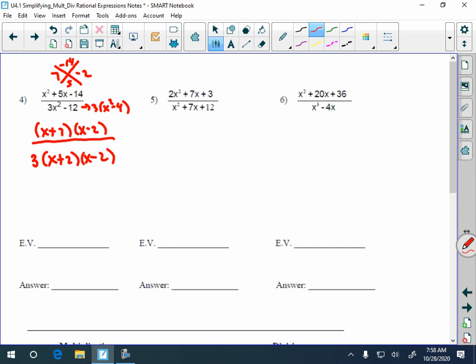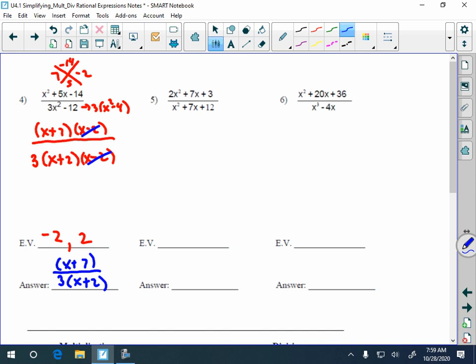All right. The excluded values, again, come from the denominator. The 3 on the bottom, since there's no x with it, we can ignore the 3. The x plus 2, if you set that equal to 0, you're going to get negative 2. And if you set x minus 2 equal to 0, you get positive 2. Now we'll go ahead and cancel what we can. We have an x minus 2 on top and bottom. We'll cancel those out. And that looks like it. So x plus 7 on top with a 3 and an x plus 2 on the bottom.